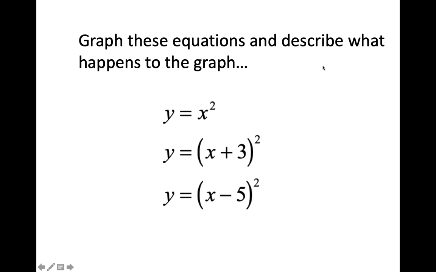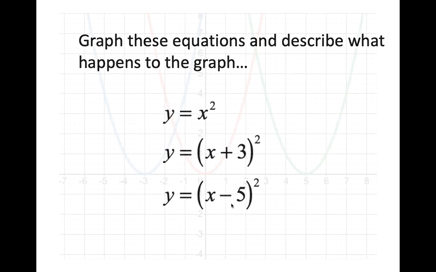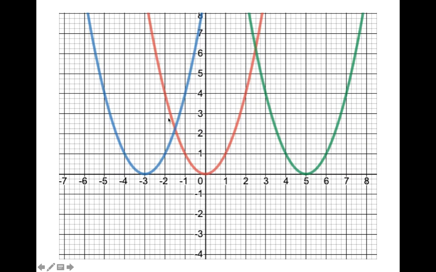All right, the next one we tried was this one, and you'll notice that now the numbers are inside with the x's. And so take a moment yourself and try to figure that out on a graphing calculator. Here's an example of what it actually turned out to be on Desmos. Here was the x squared. When I added 3, it went to the left 3. When I subtracted 5, it went to the right 5.